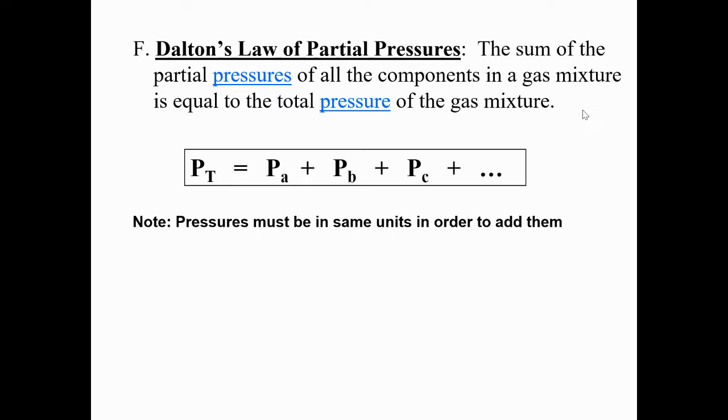If I want to know the total pressure, I add together the pressure of gas A plus the pressure of gas B plus gas C, however many of them there are. Important note: when you're going to add numbers together, I can't add inches and feet and get a reasonable answer. Likewise, I can't add atmospheres and millimeters and kPa and get a reasonable answer. So the pressures must all be in the same units.